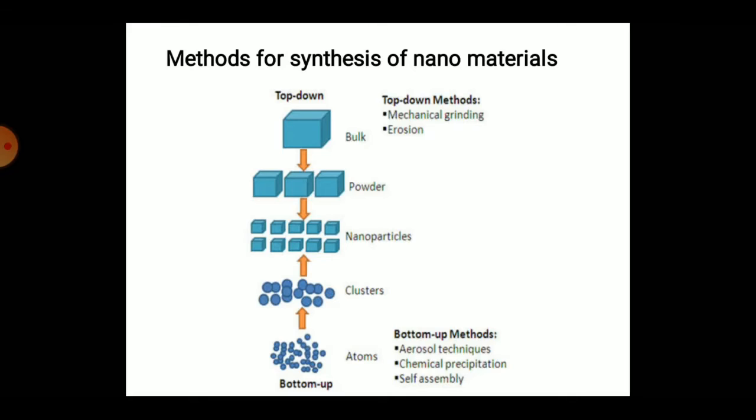In your bottom-up approach, that is from the bottom, just look into it. So here what will happen, the atoms will combine together to form a cluster which then forms a nanoparticle. So this is the difference between top-down approach and bottom-up approach. In top-down approach, a bulkier material is being broken down to the nanoparticle size, whereas in bottom-up approach, minute atoms or clusters are then combining to give you your nanoparticle. So these are the two approaches to synthesize your nanoparticles.